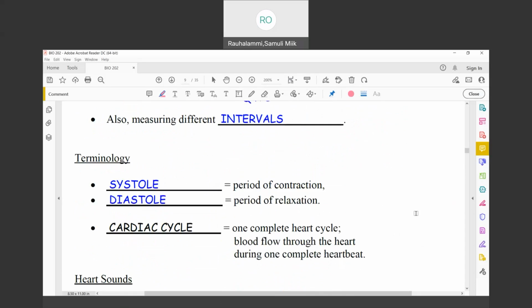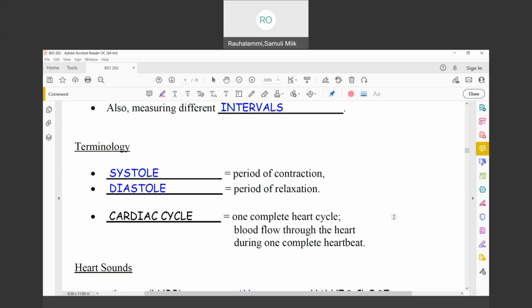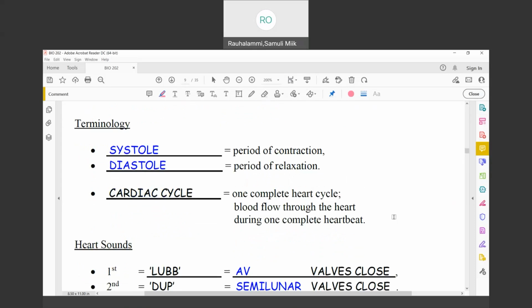Some of the terminology that's important for us to remember: the period of systole was the period of contraction when the heart was contracted, and diastole when the heart was relaxed. We can talk about individual chambers, or we can look at the ventricles at large. The cardiac cycle referred to one complete heart cycle, so one complete heartbeat.